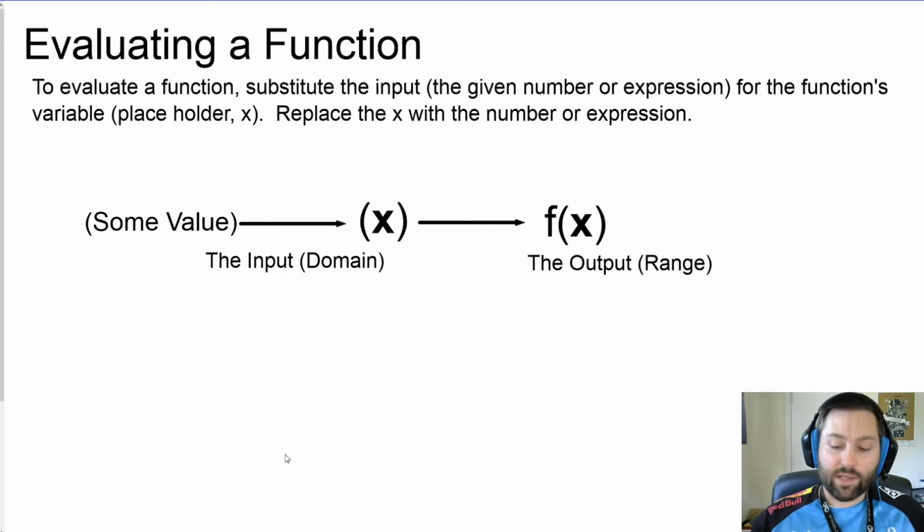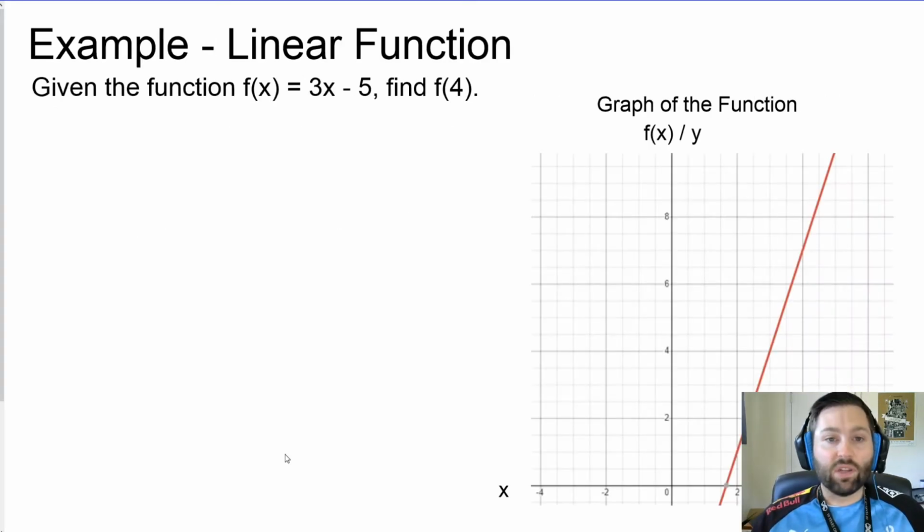So let's take a look at some examples of that. If I have a linear function here, f of x equals 3x minus 5, find f of 4. So x is still going to be the x-axis, and f of x is also the same as the y-axis here. I graphed the linear equation f of x equals 3x minus 5. Now they're telling me to find f of 4. Finding f of 4 means that I need to substitute 4 in place of all the x's. I want to know the output when the input is 4.